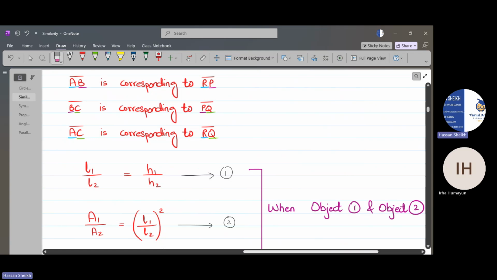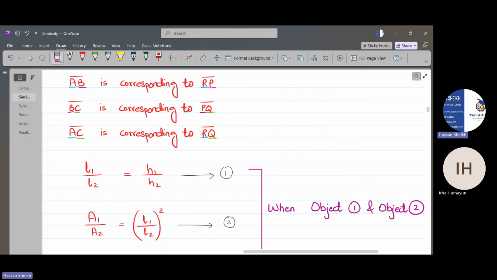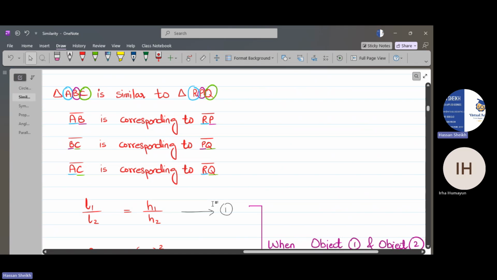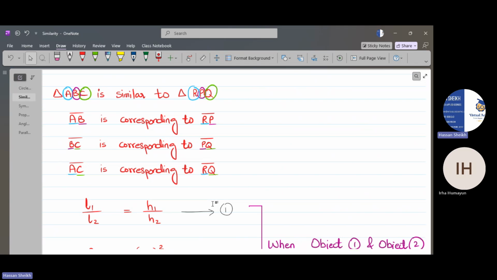objects. Before you apply this formula, you must remember that these formulas, obviously formula number 2 and 3, which we're going to study later on right after this one, are only applicable if the objects are similar. So when they give you a question, they must mention in the question that the two objects are similar. Then you will be able to apply these formulas.